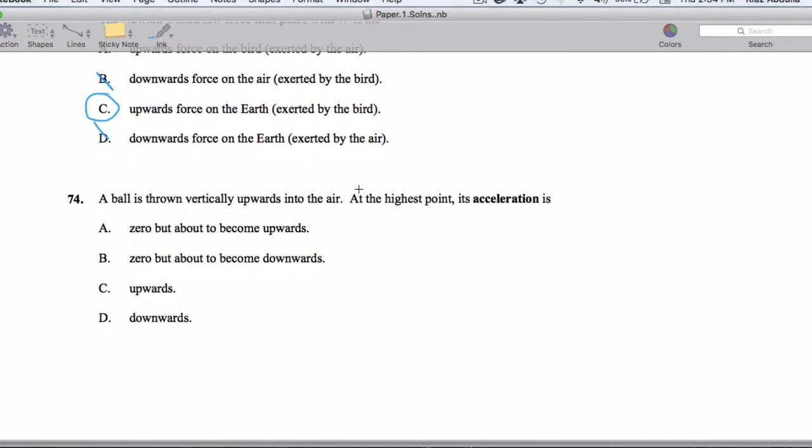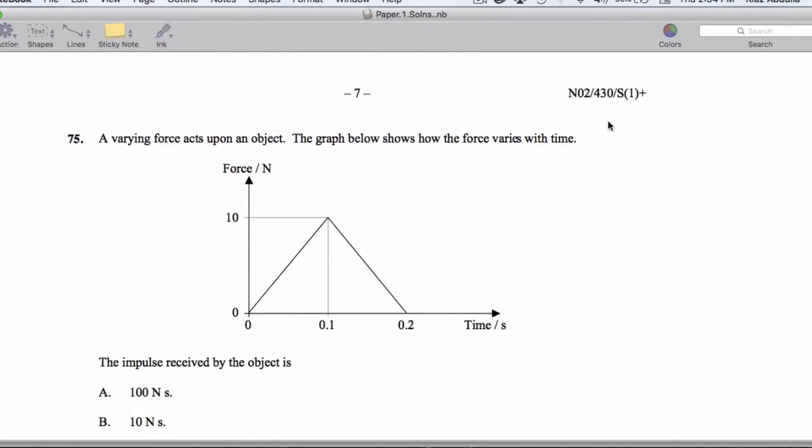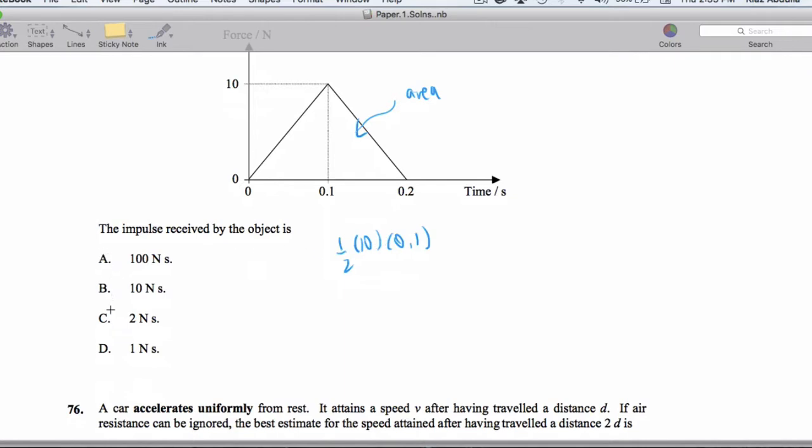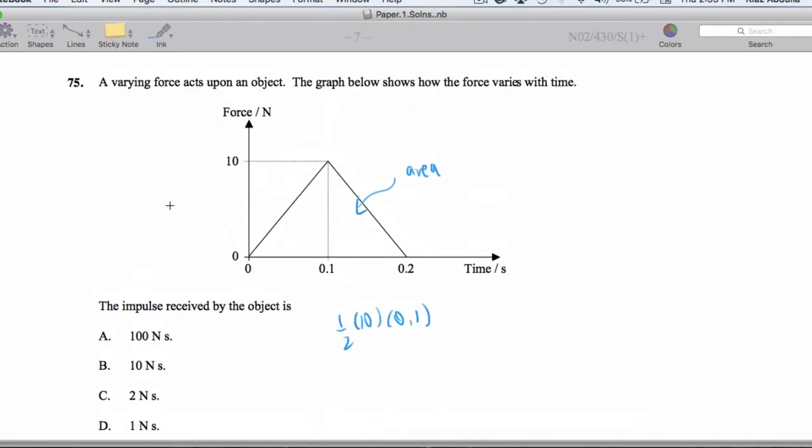A ball is thrown vertically upwards in the air. At the highest point, its acceleration is downwards. We've done that one. All right. A varying force acts upon an object, and we want the impulse. Remember, the impulse is the area under the F versus t graph. So that's going to be 1/2 times 10 times 0.2, and that's going to give us 1 newton second.